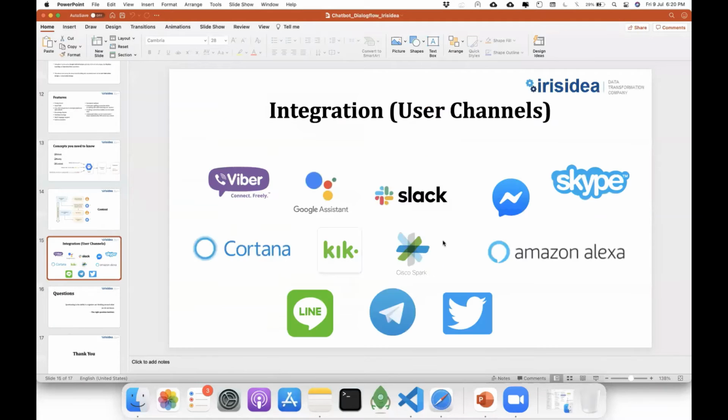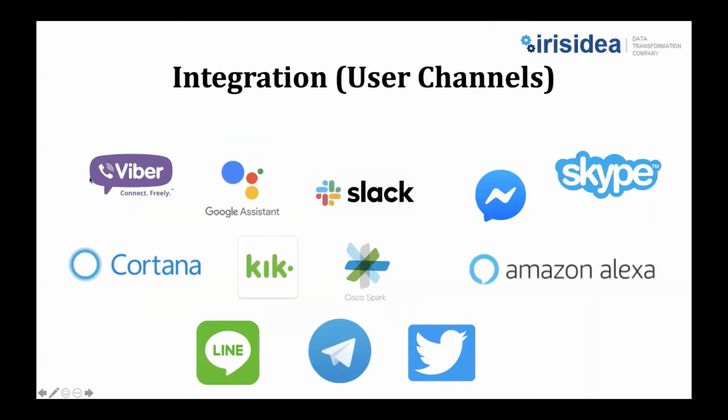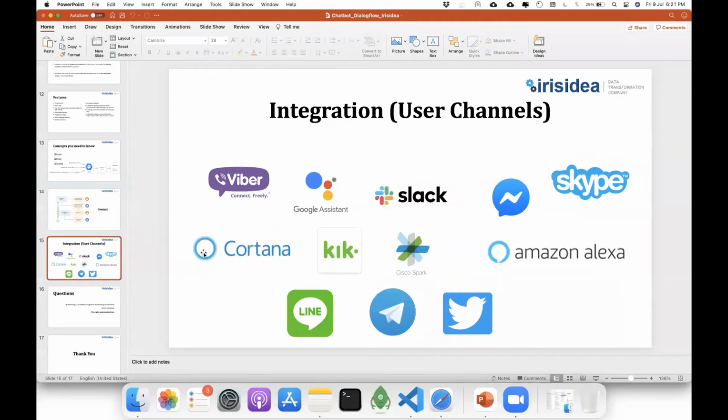Now, jumping to another topic before we step into the demo: what are the integration platforms? Right now it supports Viber, Google Assistant, Slack, Skype, Amazon Lex, Messenger, Twitter, Trello, Telegram, Line, and so on. These are some of the platforms, which we call user channels, where the users are actually going to use the bot. Integrations from Dialogflow are easily provided for all of these platforms. So that is the intention.